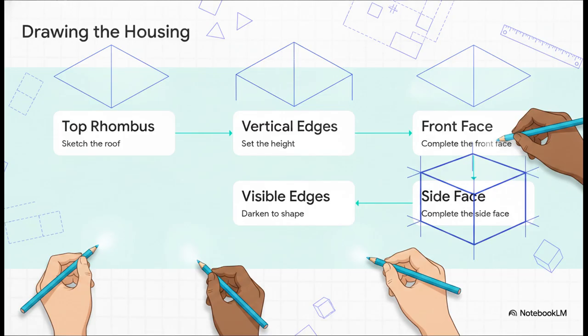Step 1, gently sketch the top rhombus to define the roof of your housing. Step 2, drop down your straight vertical edges to set your height. Steps 3 and 4 complete your front and side faces to box the whole thing in. And finally, step 5, you're going to take a slightly darker pencil and darken only the visible outside edges. This is what makes that fantastic 3D shape really pop off the page.